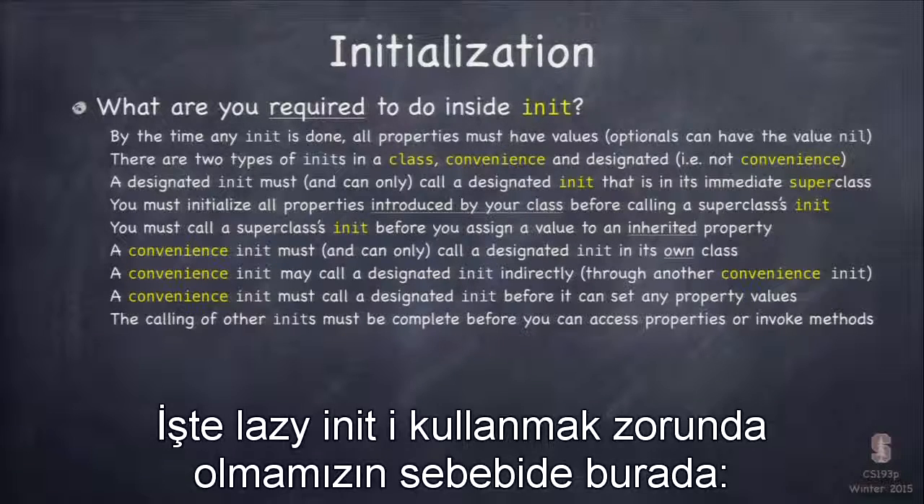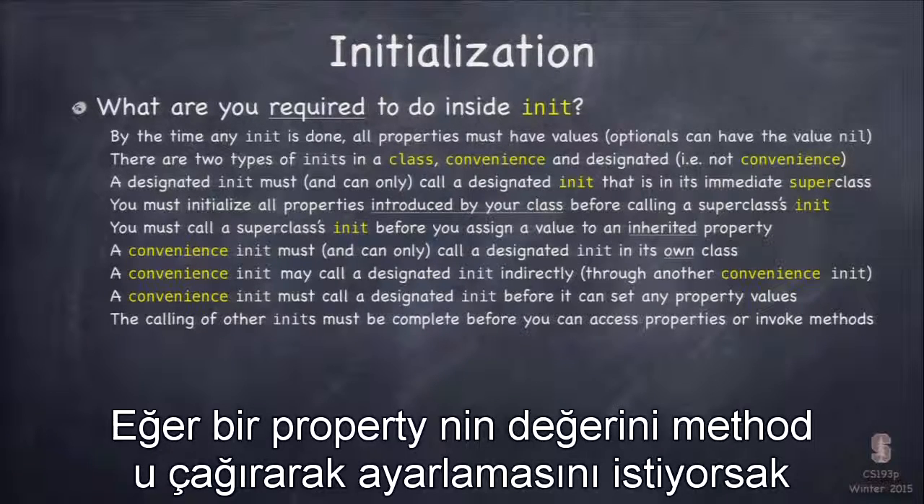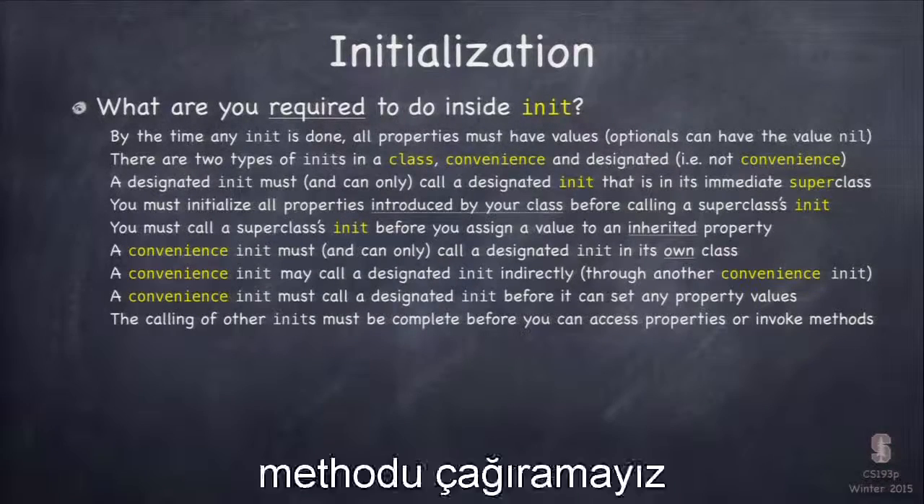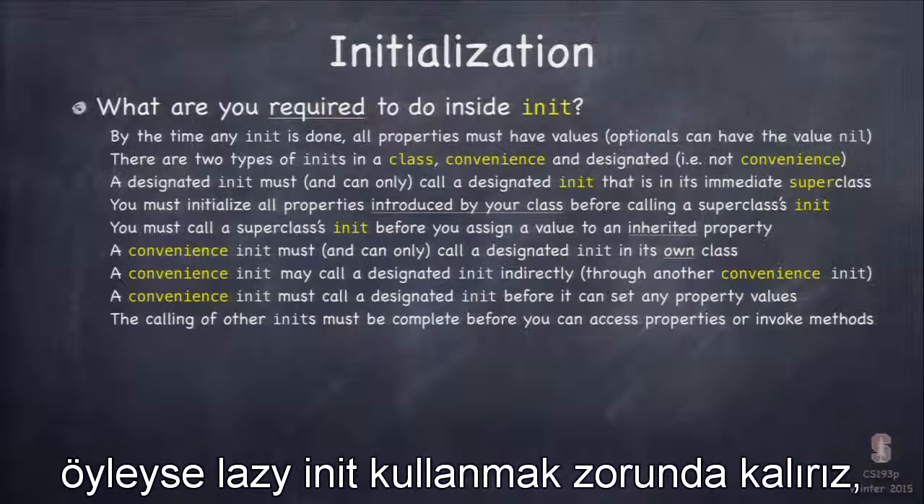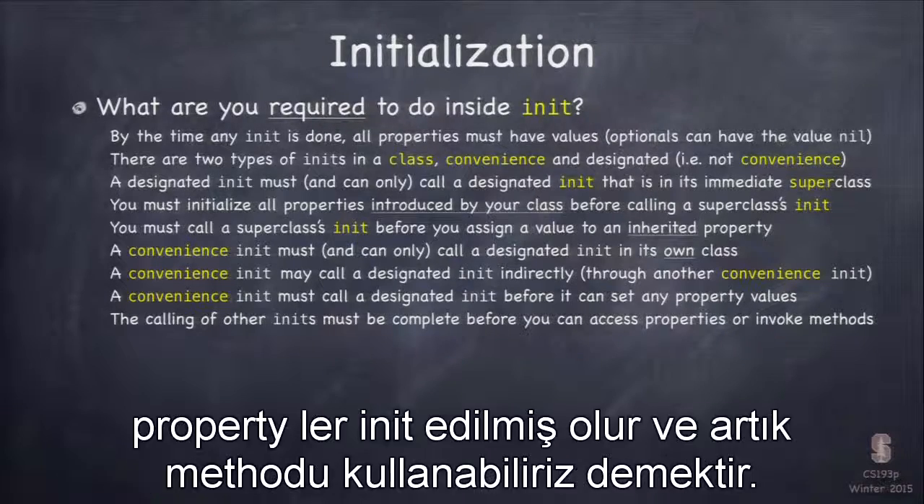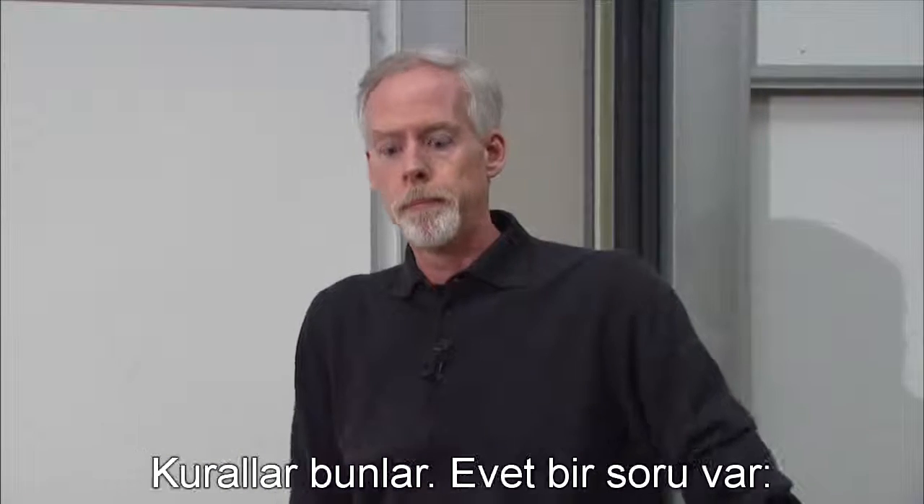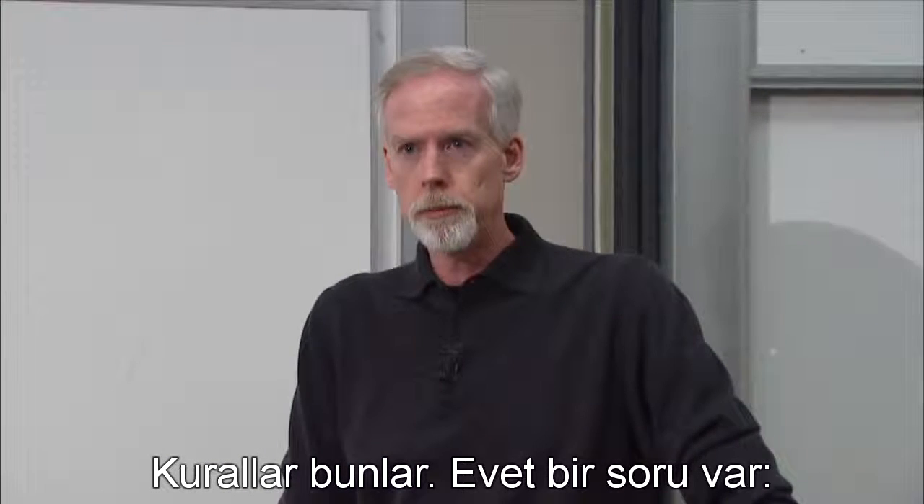That's why we have to use lazy if we want a property to set its value by calling a method, because we can't do it non-lazily, since we wouldn't be initialized at that time. We'd still be in the process of initializing. It's kind of a two-phase initialization. You get fully initialized, now you can go do that. So these are the rules.